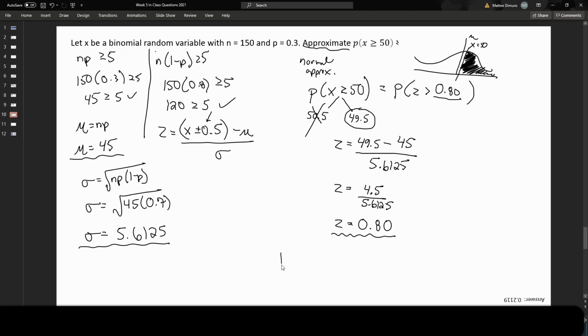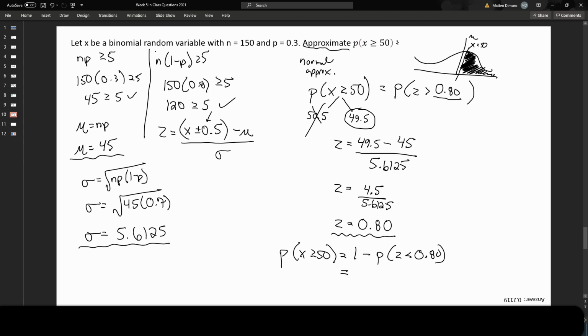Okay, so to actually find this, we're going to go 1 minus the probability that Z is less than 0.8. Remember, we're looking for the area to the right. The table gives us the area to the left. So we've got to go 1 minus whatever value we find when we look up the area to the left, and that's how you write it.